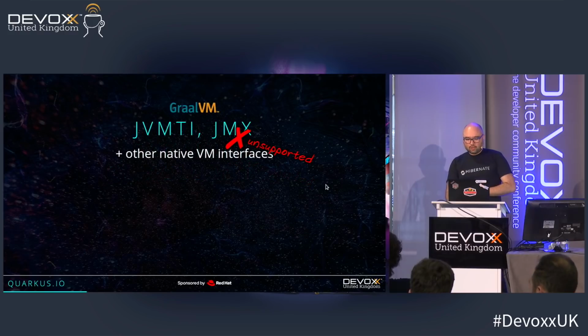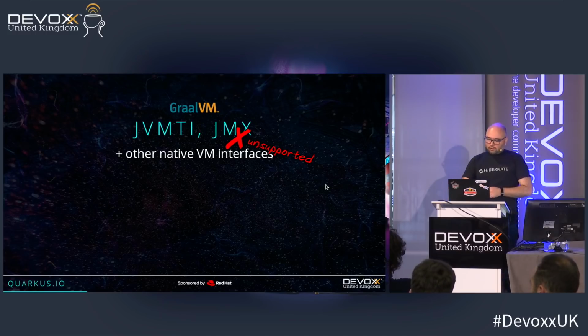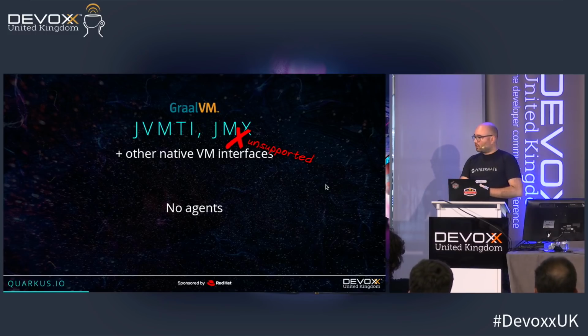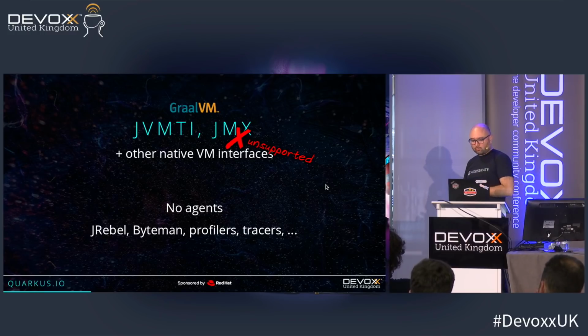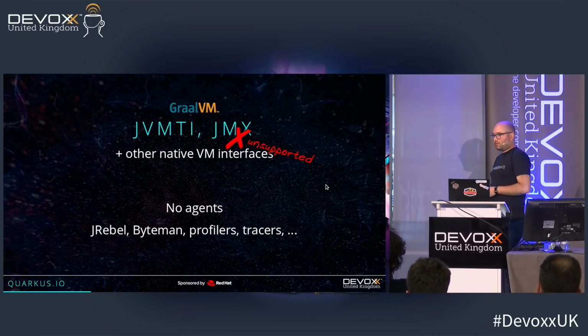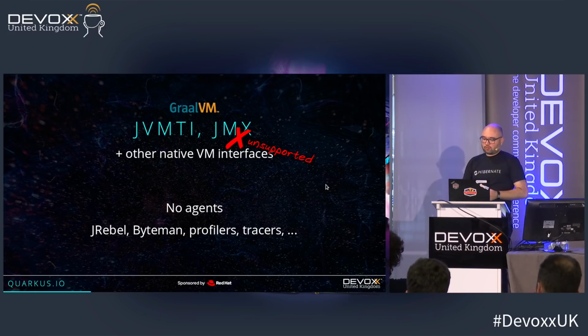There are several other limitations which are a bit nastier. So the tool interface, the management beans, which means no agents. So you can't use JRebel, you can't use Byteman, profilers or tracers in native mode out of the box. Now there actually are some flags that make sure that during the compilation phase, some levels of tracing and some tools have a backdoor, but you have to opt in in advance for some of these. Because, of course, JRebel and Byteman, for example, would try to mutate code. There is no bytecode. There is no compilation. So that's just not possible.